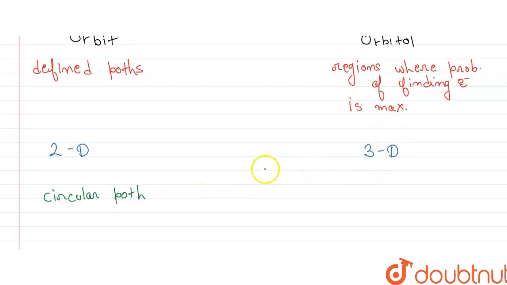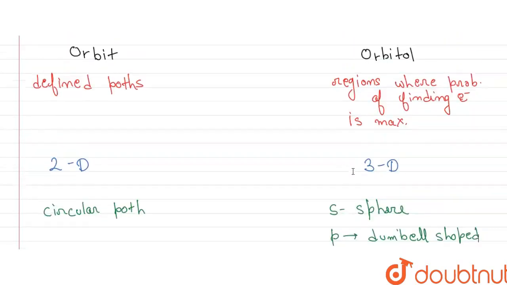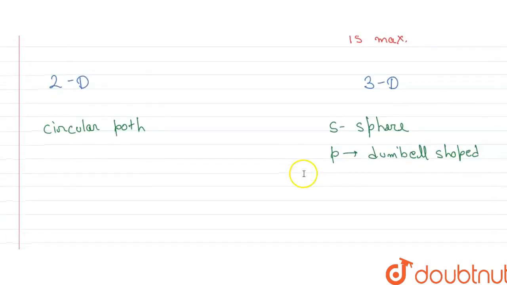Now orbitals have many different shapes. Since it is a region, it has many different shapes. For example, S orbital is spherical in nature. So let me write S is spherical. P is dumbbell shaped. So let me write P is dumbbell shaped. And similarly, there are different shapes for D and F orbitals as well. So these are the different shapes of the orbital, and orbital is three-dimensional, so it has different shapes, whereas orbits are fixed paths.